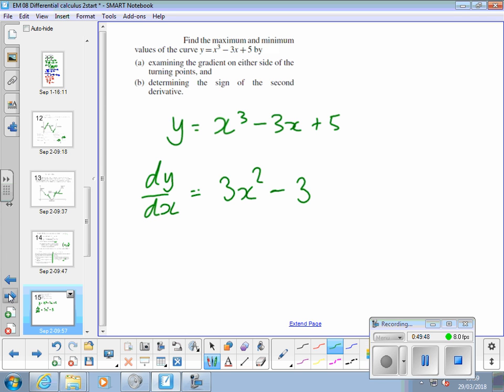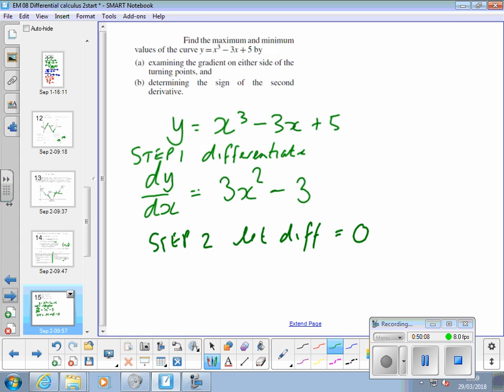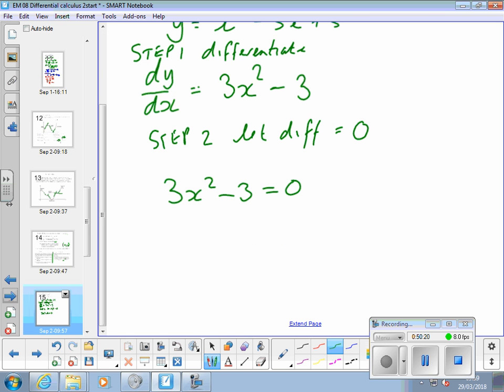So this is step one: differentiate. Step two: let the differential equal zero. So we say 3x squared minus 3 = 0. What type of function is that? It's a quadratic. So we've got to find the values of x that satisfy that quadratic.